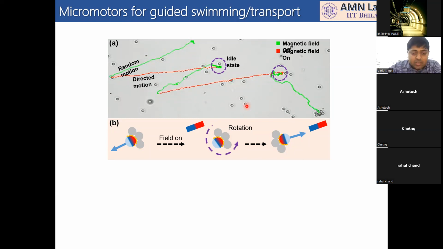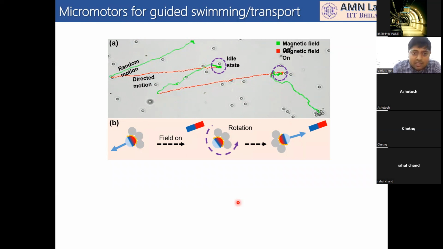and it will reorient or try to align itself according to the external magnetic field. So you can see just an example: after this nickel magnetic coating, you can allow the micromotors to move in a random direction. When you apply the field, then you can ask them to move in a directed path. When you turn the light as well as the magnetic field off, then it goes to the idle or Brownian state. You can call it a delivery point, and you can repeat these cycles.